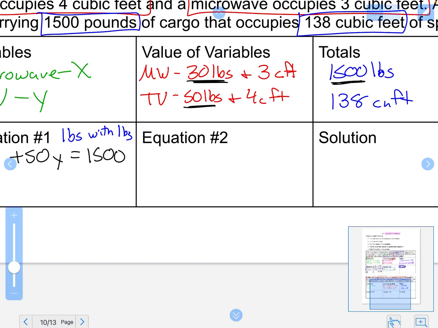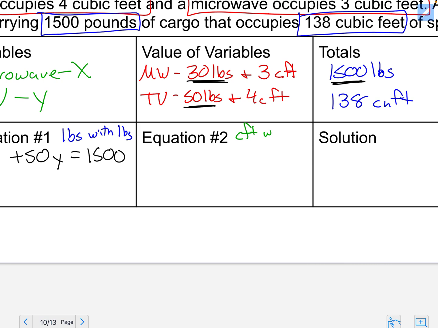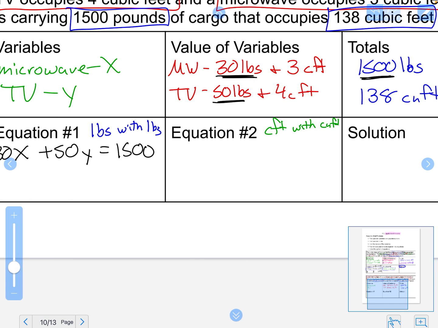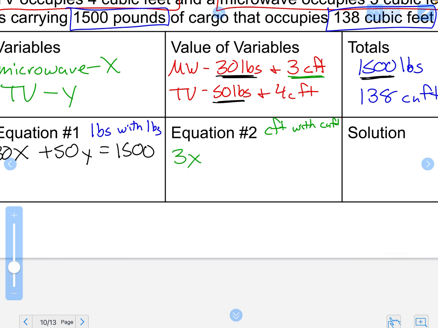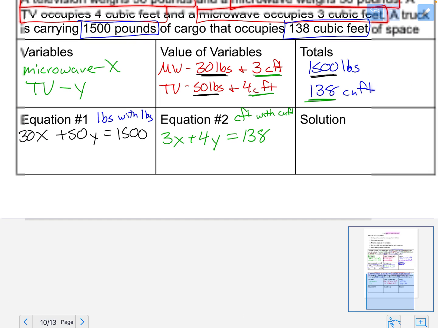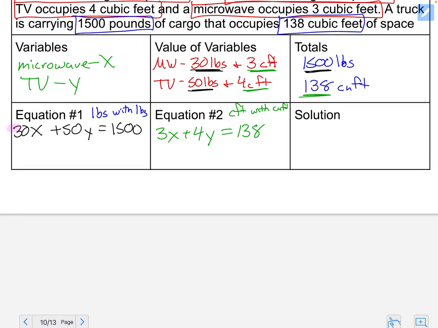So if pounds go with pounds, then I need cubic feet with cubic feet. So a microwave, which is my X, is 3 cubic feet, plus my TV, which is 4 cubic feet. My TV is my Y. And then the total in the truck is 138 cubic feet. So now we have our 2 equations. And if you want to, you can solve them. But again, today our focus is really writing that equation because we should be pretty good at solving equations.